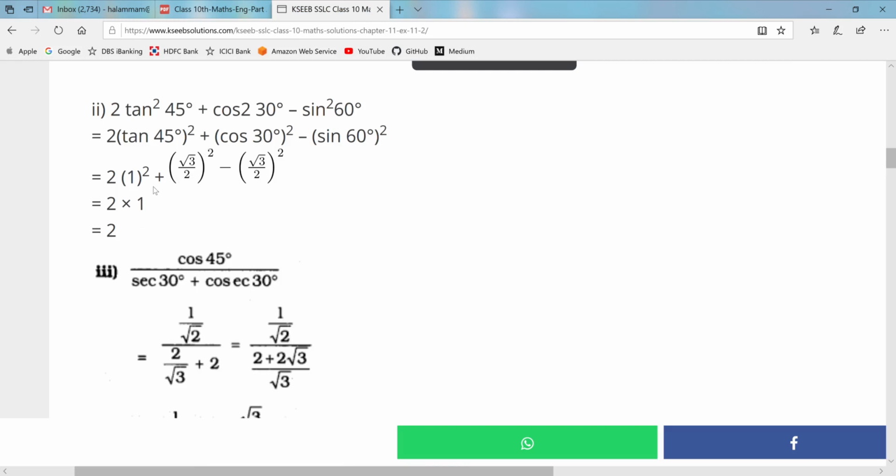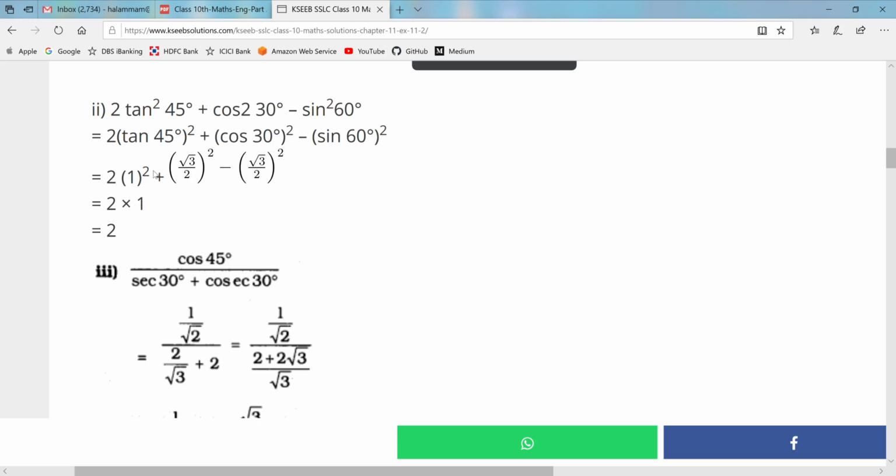Then plus. So root 3 by 2, that is the cos 30 degree value, root 3 by 2, put the square, and minus, put the minus again. The sin 60 degree value is also root 3 by 2, that is whole square. You should put the square here. See here, next simplification, what they have done: the plus root 3 by 2 square and minus root 3 by 2 square will get cancelled. See, this term and this term will get cancelled. You will get the answer 1 in this place.